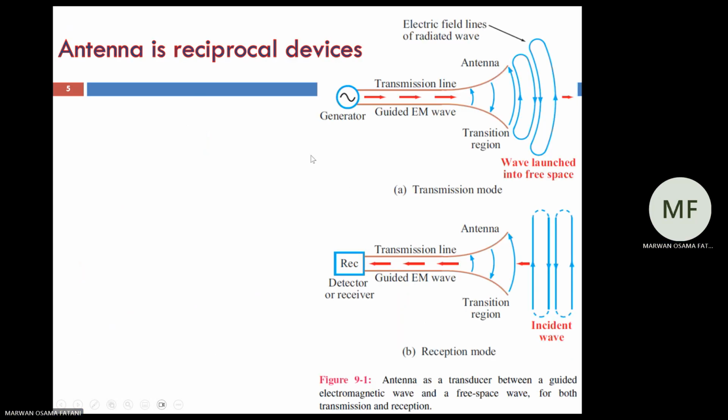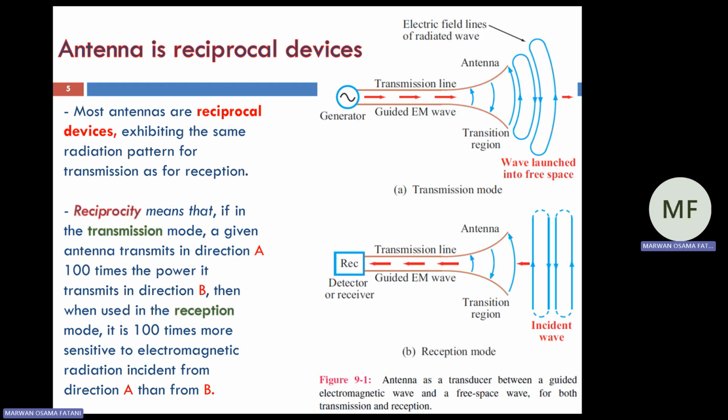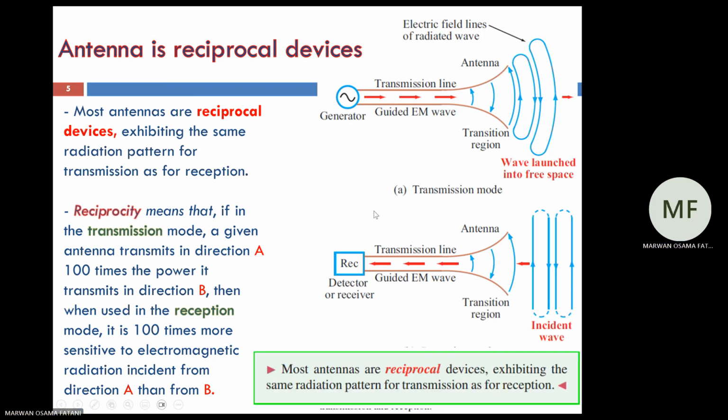Now the antenna is a reciprocal device, and what do I mean by a reciprocal device? It means that it works the same whether it is transmitting or receiving an electromagnetic wave. So if it is effective at transmitting a signal in, let's say, the X direction, then it is also going to be most effective at receiving a signal in that same direction. So that is what is meant by a reciprocal device.